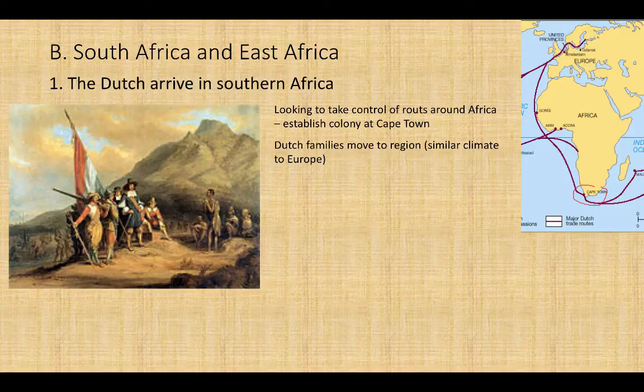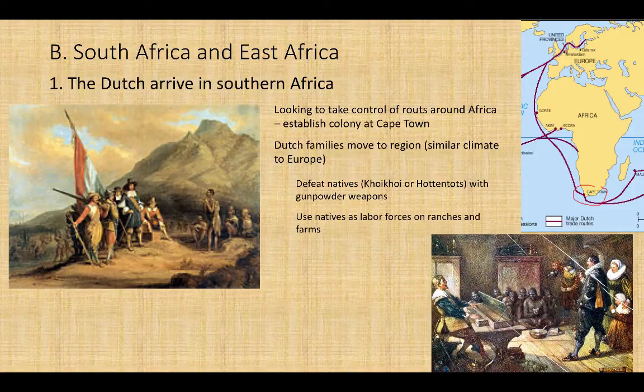The reason Dutch families come is because the climate of South Africa is approaching the climate of Europe, and they figure that that is something similar enough that they could support families there. So the natives they run into are the Khoi, or as the Dutch call them, Hottentots, and they defeat the Khoi and drive them north or capture them and use them as slaves because the Dutch have something that the Africans don't. Once again, we see the importance of gunpowder weapons in this period.